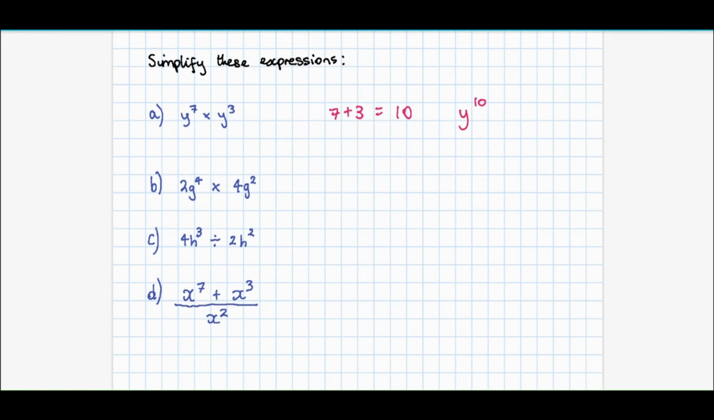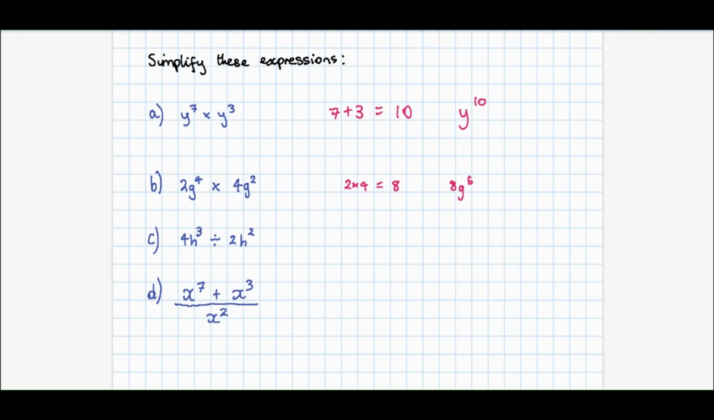The next one, we've got 2g to the power of 4 times 4g to the 2. Right, so what we do, let's just times these 2 and 4 together. So we've got 2 times 4, which is going to be 8. And then we've got g to the power of 4 times g to the power of 2, so that's going to be 4 plus 2, which is 6. So it's going to be 8g to the power of 6.